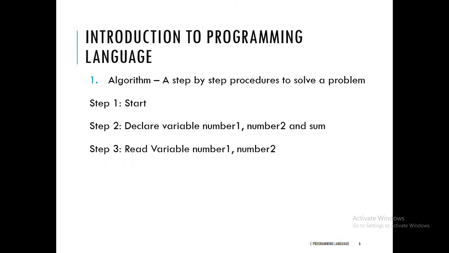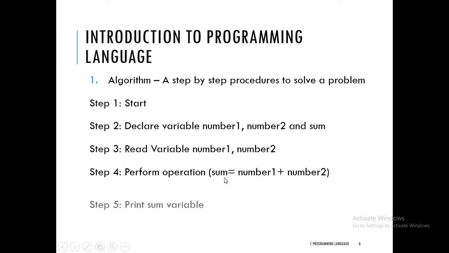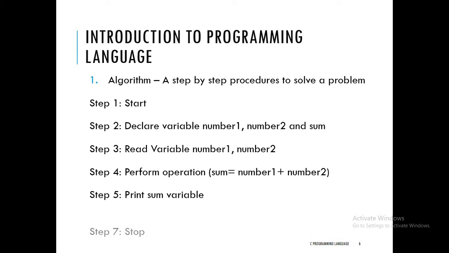Read the variables. Read the variable means we have to get the input from the user. Perform operation. Here we are going to do addition, which means we add number 1 and number 2. The output will be stored in sum. And then print the sum variable. Then only we can get the sum of two numbers. Step 7. Stop the program.